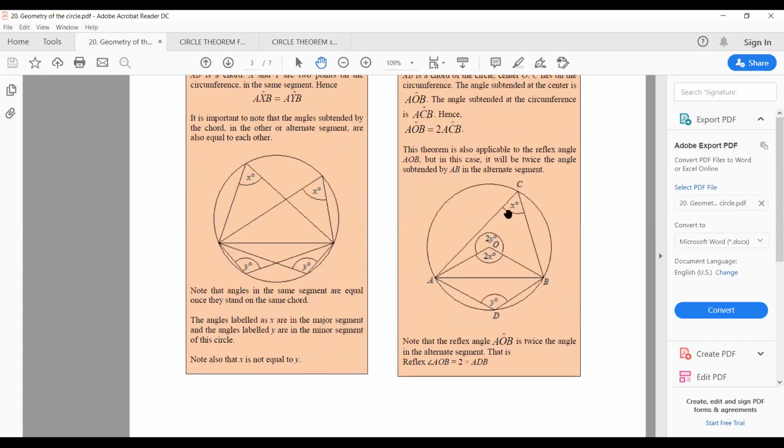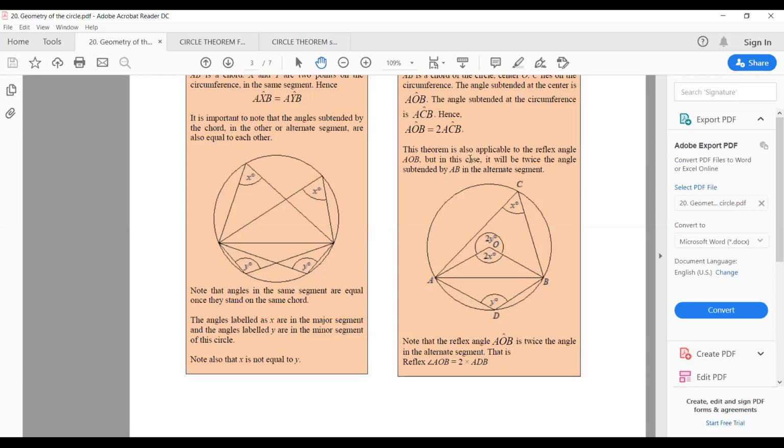So we can also see here that this theorem is also applicable to the reflex angle AOB. But in this case, it will be twice the angle subtended by AB in the alternate segment. So this is the alternate segment here, right? Now you have to remember this theorem as well, right? Because this is the next piece of the theorem that's very important.